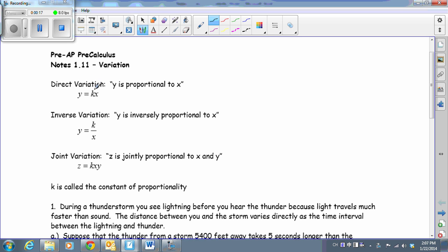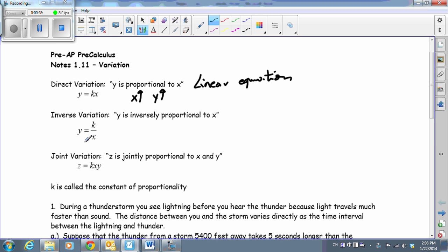For direct variation, as x increases, y is also increasing. Vice versa, if x decreases, y will decrease. This is usually a linear equation. Compared to the other one, I should write the equation here.